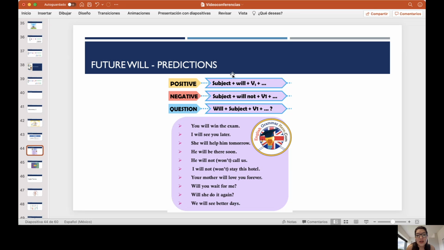The structure is the subject plus will plus the verb in the base form and then the complement. For negative sentences, we're going to use the subject, will not, but we can also say won't, that is the same, the verb in the base form and complement. For questions, we're going to do what we do always in questions. We're going to change the subject with the auxiliary. And here I have will, then we have the subject, the verb in the base form, and the complement.